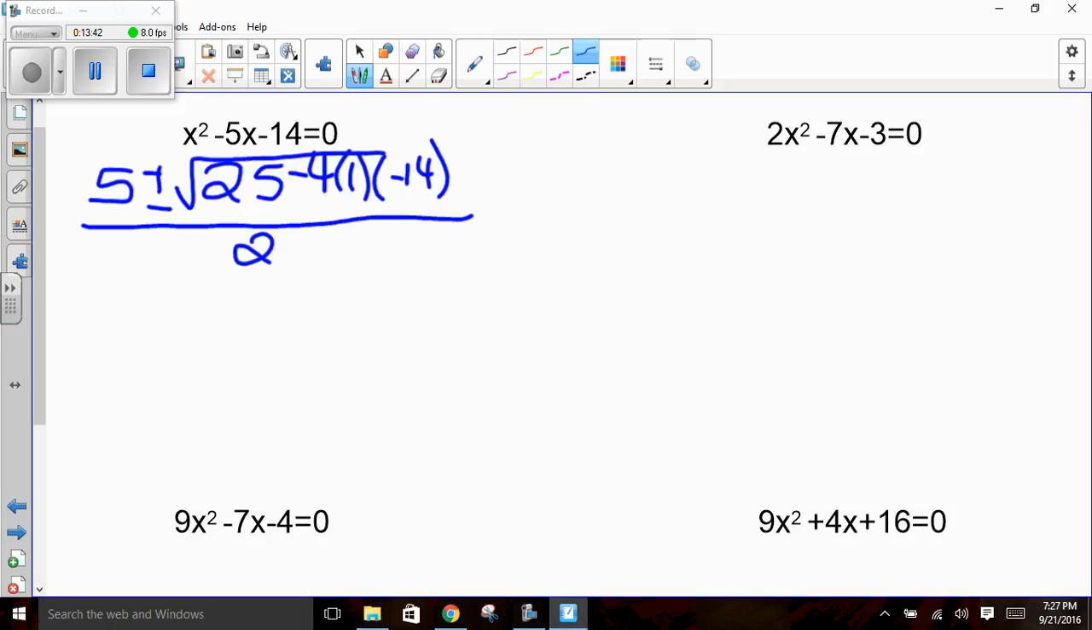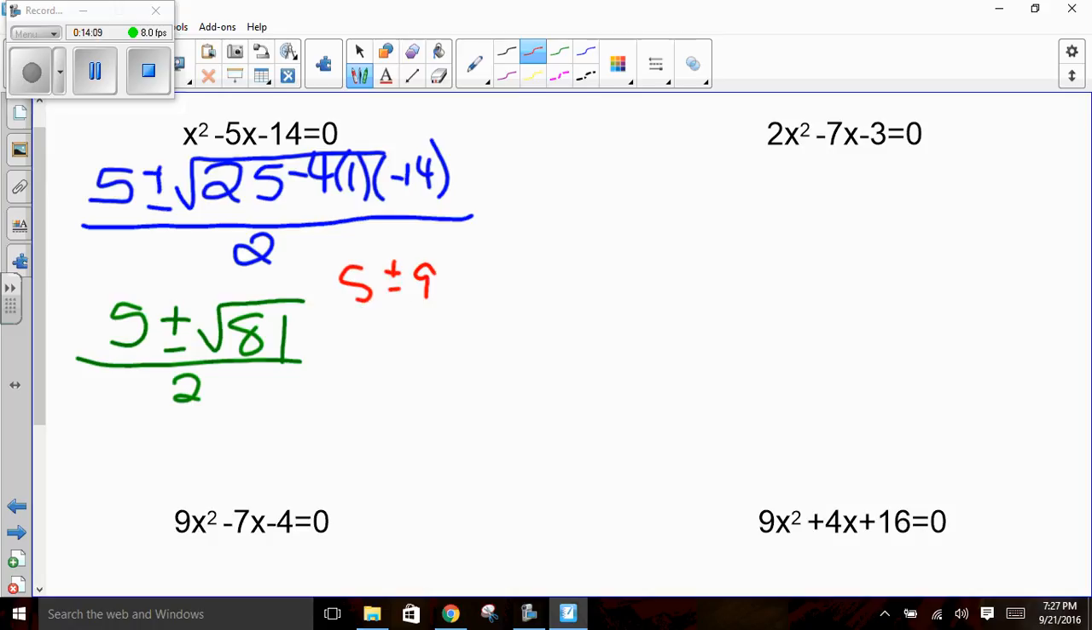So what I'm going to do now with that positive 56, because you know I'm going to add it with that 25, in your calculator just hit plus 25. So now you should have 5 plus or minus the square root of 81, all divided by 2. Okay, the square root of 81 is what? It's 9 because 81 is perfect. Woo, we finally get a perfect, nice answer. Okay, so now I have 5 plus or minus 9 divided by 2.